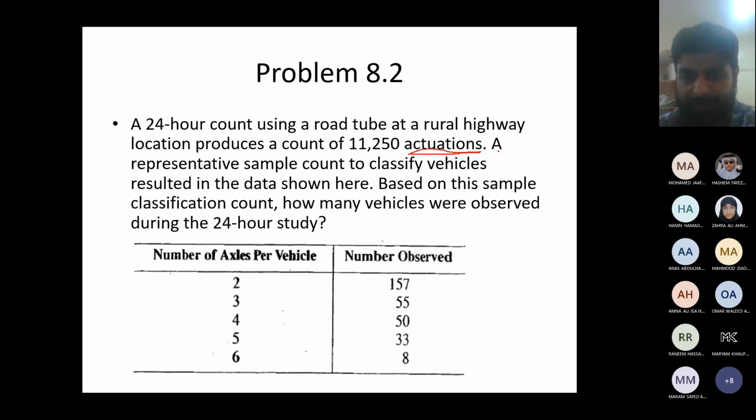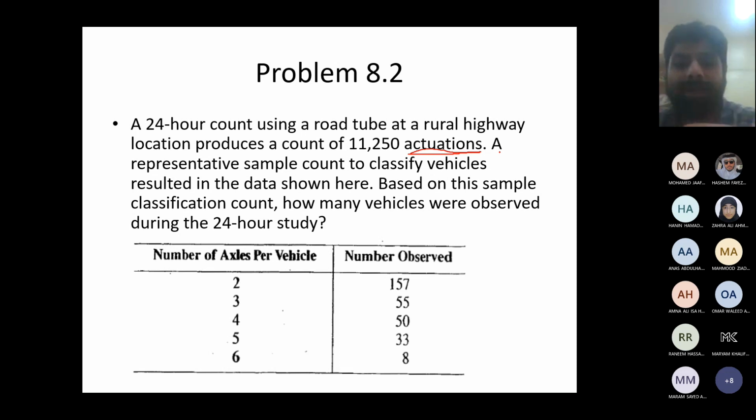For any device. So here we are counting number of axles. So actuation means number of axles for the road tube. Basically it means counts, but for road tube we know the count is for the axles. So in a 24-hour period, the pneumatic road tube counted 11,250 axles. Now we need to find out how many vehicles it is equal to.